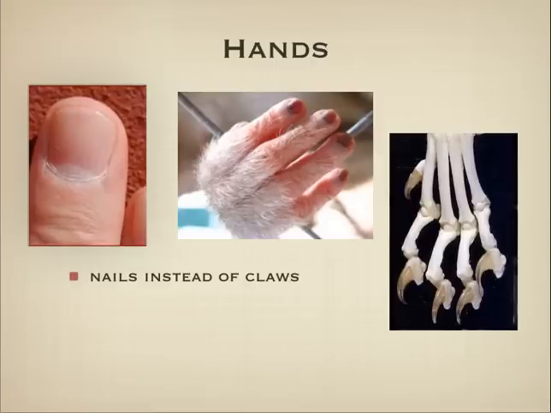Now this is slightly true. There are some primates that do have claws, or a claw at least on one finger. But for the most part, primates have nails, which are made of the same material as claws, but they're shaped a little bit different.